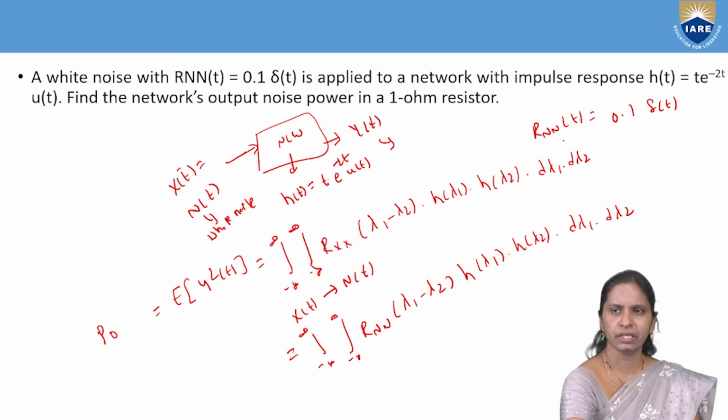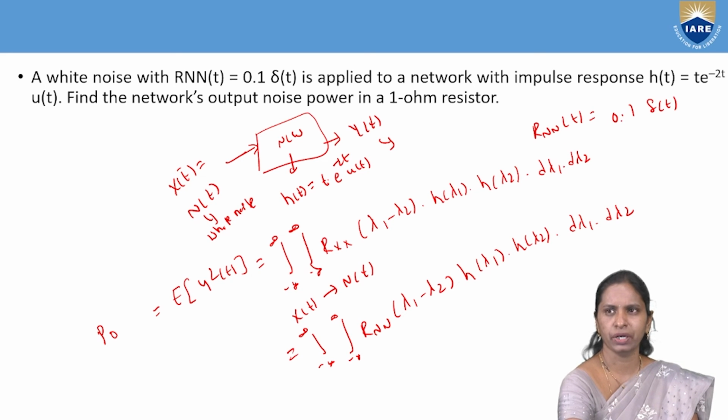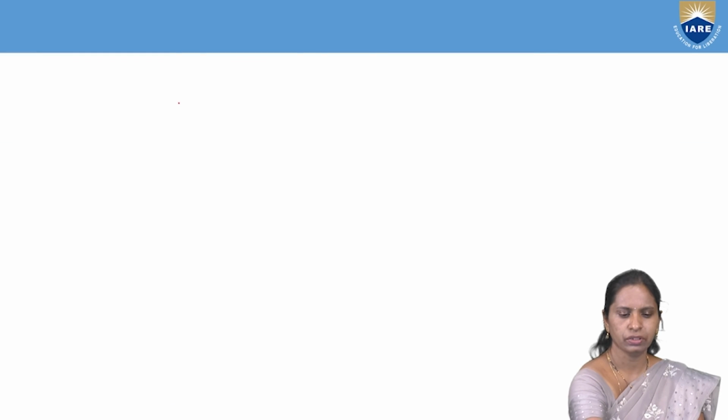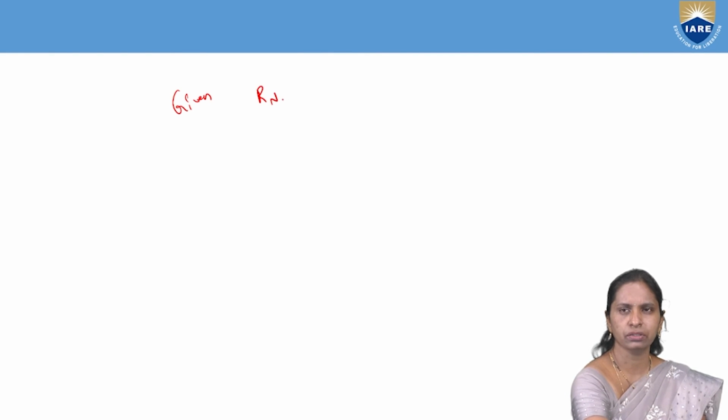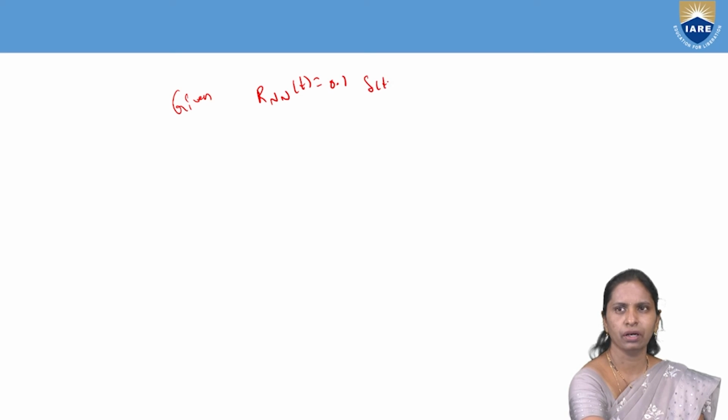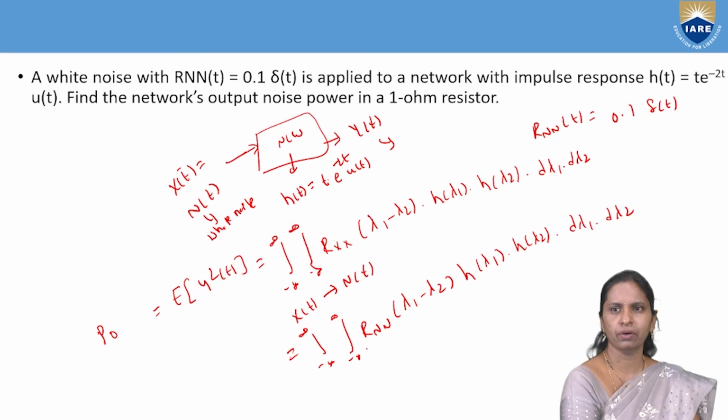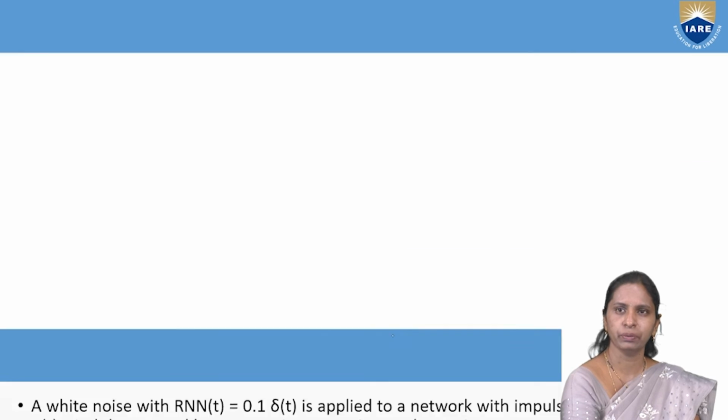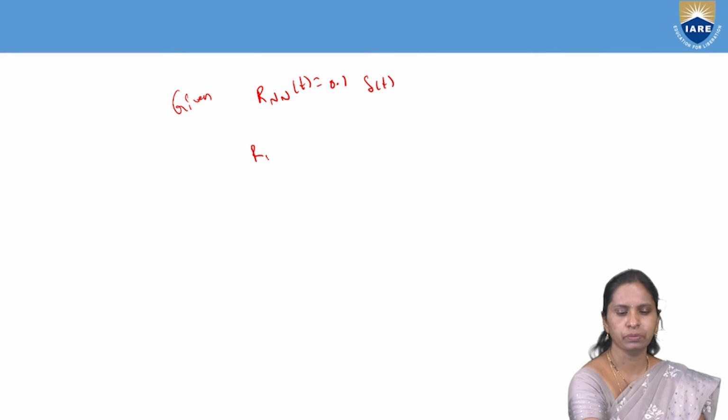Now, what is R n of t? They have given 0.1 into del of t. So they have given the autocorrelation function of the white noise power as 0.1 into del of t. In the formula, what do you have to apply? R n of lambda 1 minus lambda 2. So what is R n of lambda 1 minus lambda 2? Nothing but, in place of t, I have lambda 1 minus lambda 2.